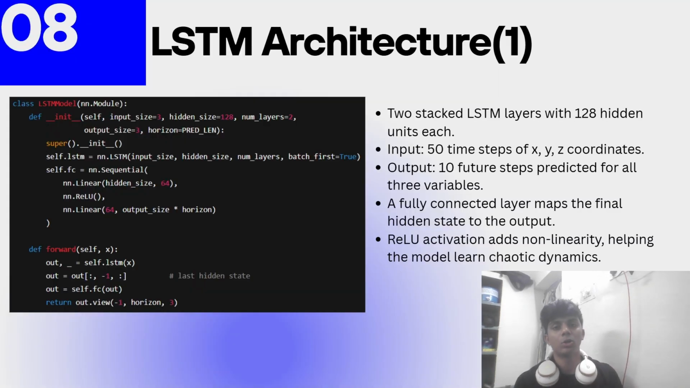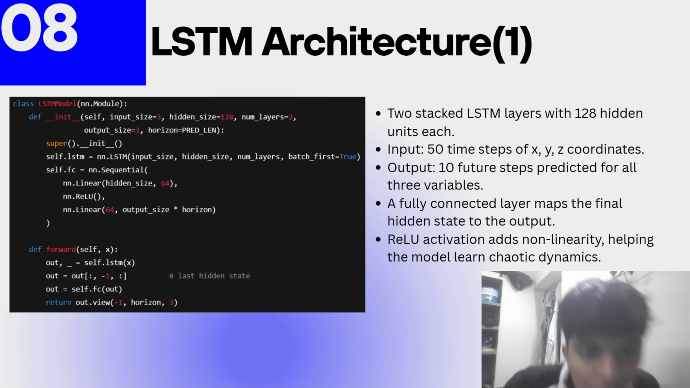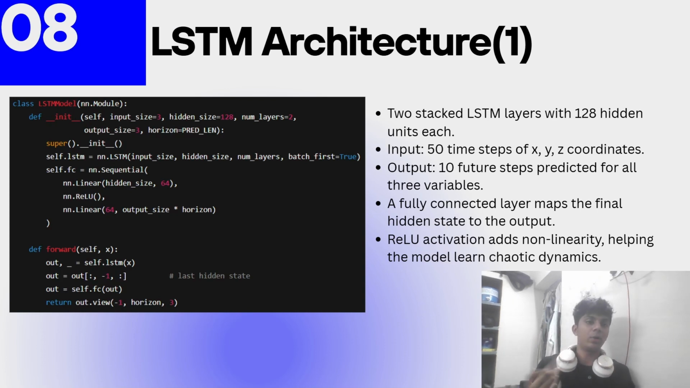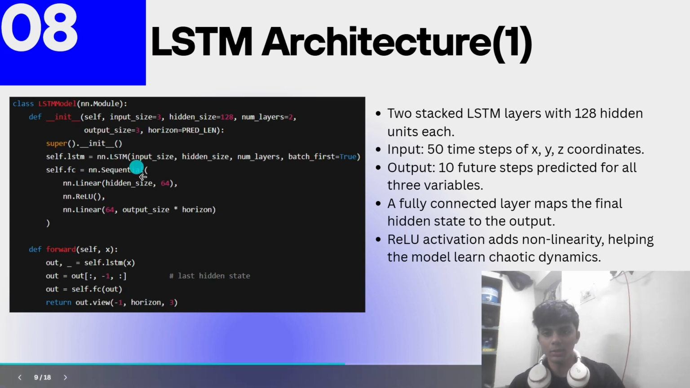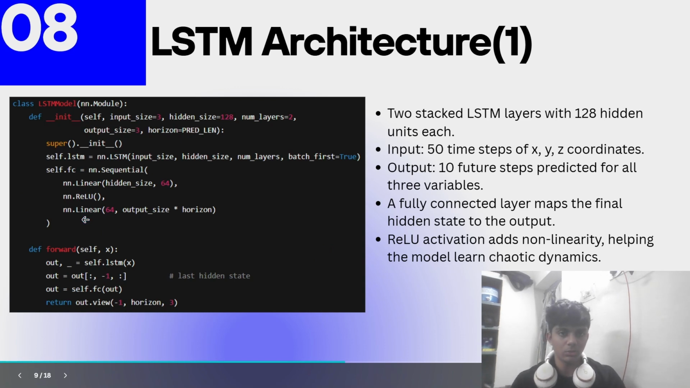Talking about how I implemented this. Firstly, I used a two-stacked LSTM layer with 120 hidden units, with inputs of 50 time steps of XYZ coordinates. The outputs were 10 future steps predicted for all three variables. A fully connected layer maps the final hidden state to the output. The rectified linear unit activation adds non-linearity, helping the model learn the chaotic dynamics of the Lorenz attractor. Here is the snippet of the code I had used.